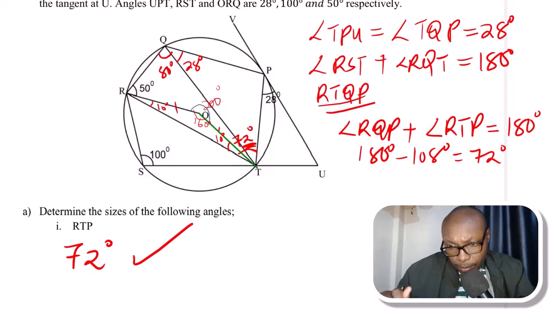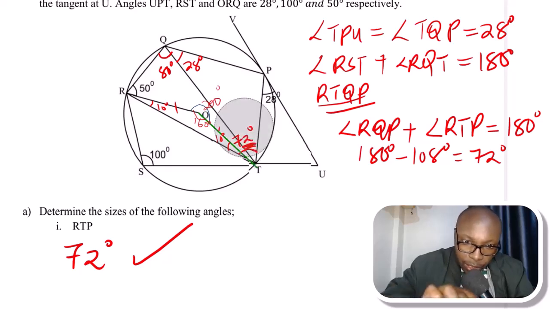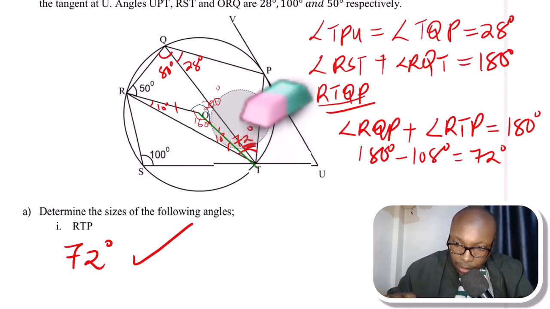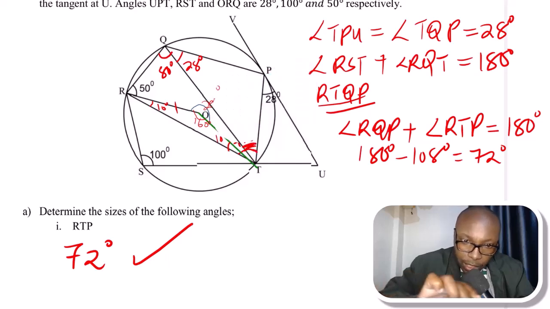Now, I think with those angles that are filled, I'll be able to get this angle. It is this angle that is here. Let me first rub this one so that I can indicate this angle clearly. The angle that is required is this.